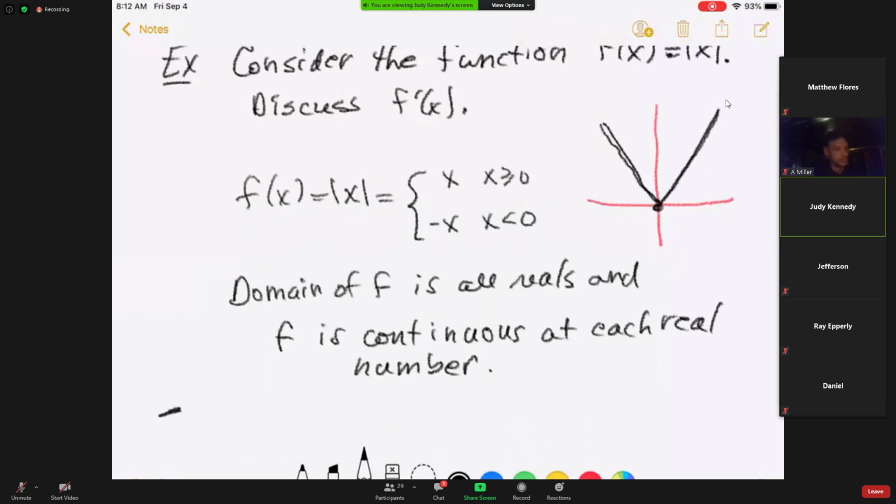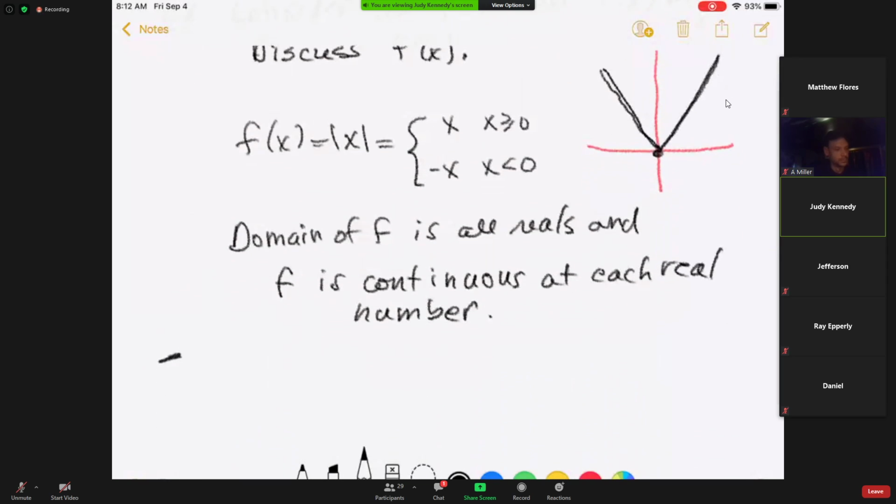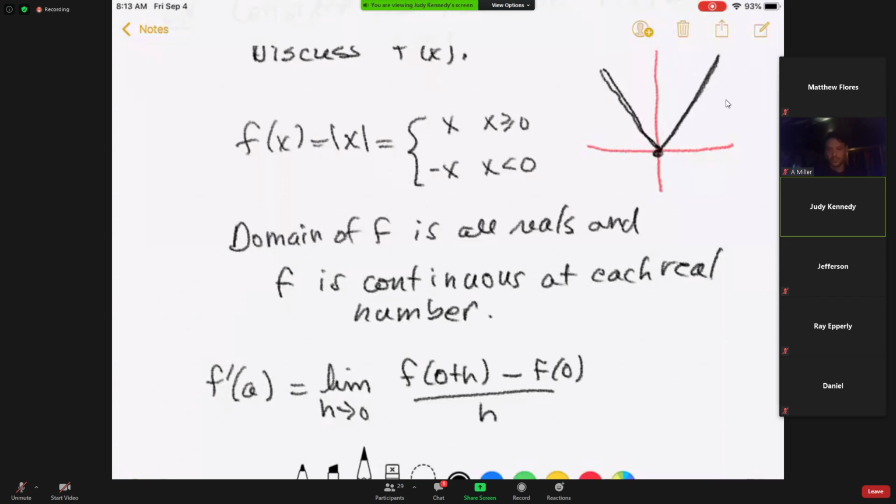Let's compute the derivative for this function. Okay, so f prime, I'm going to use the new definition, f prime of a. Okay, I'm going to use this one. The limit as h goes to 0 of f of 0 plus h minus f of 0 over h.